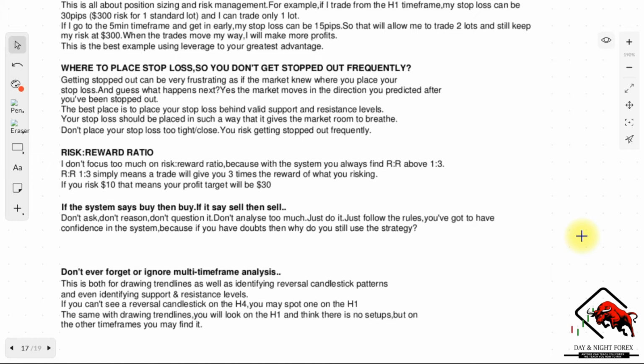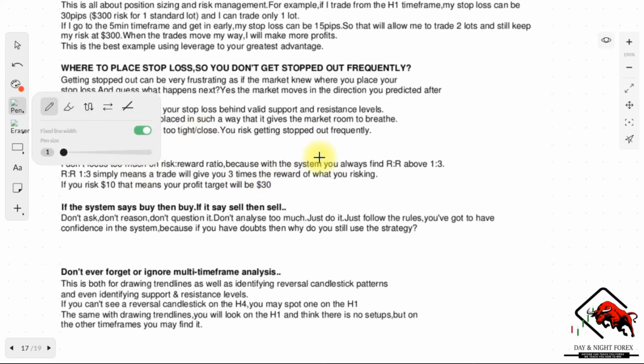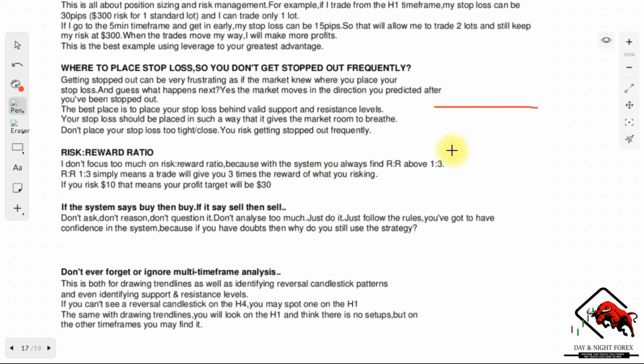So, and guess what happens next? Yes, the market will move in the direction that you predicted, and you have been stopped out, and this is when we re-enter our positions based on emotions. But remember, earlier we talked about where we have our turning points, right? Where our swing points turn into a retracement point before the market moves up.